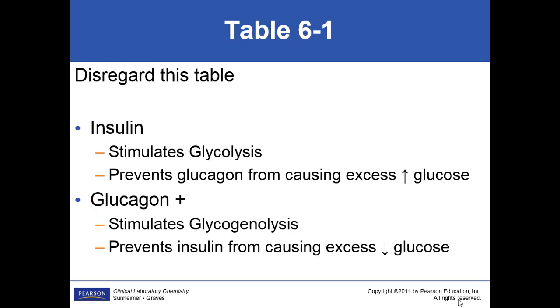And table 6.1: insulin stimulates glycolysis to prevent glucagon from making it too high, because it's just the opposite of the glucagon. Then glucagon, and I put the plus there so you realize there are other ones, stimulates glycogenolysis, and this prevents insulin from causing an excess low. And that's basically what that chart was trying to say there with all their arrows. But like I said, we're not going to get into the other ones yet. Glucagon.